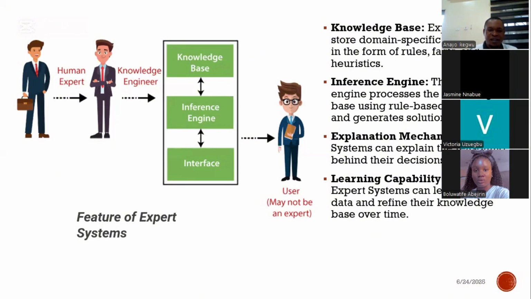Take for instance, this is a user, who may not be an expert. Then look at the system itself: the knowledge base, the inference engine, and the interface. The interface is the user interface where you can connect to the system. Then from the system, you can be connected to a knowledge engineer who has all the technical knowledge to operate the system. And in between, we have human experts. So in all, we have the knowledge base, the inference engine, explanation mechanisms, and the learning capability.